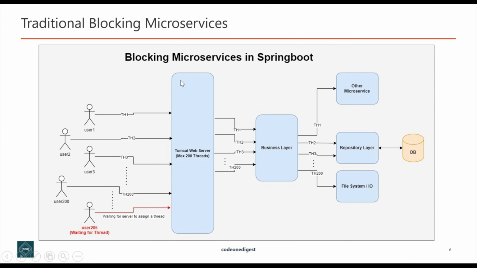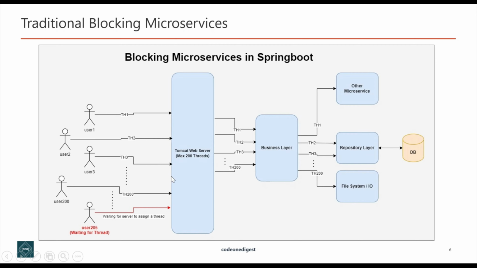Okay, friends. Now let's understand again the problem with traditional blocking microservices when there are a high number of requests coming in. So any web server, be it Tomcat, JBoss, WebLogic, or any server that we use, the maximum number of threads they support is 200. That we can configure, we can increase. But again, this is a default number of threads that Tomcat can have at any point of time.